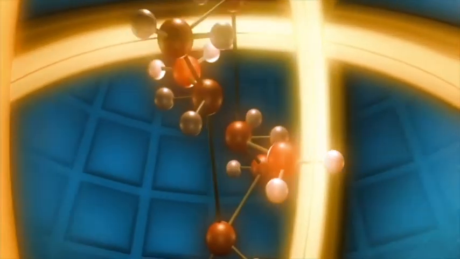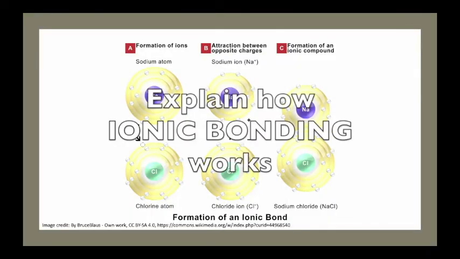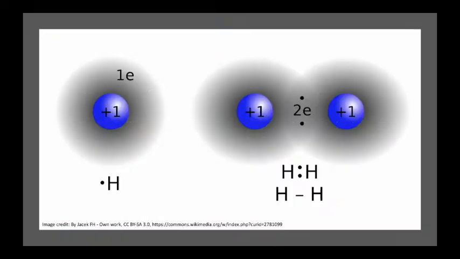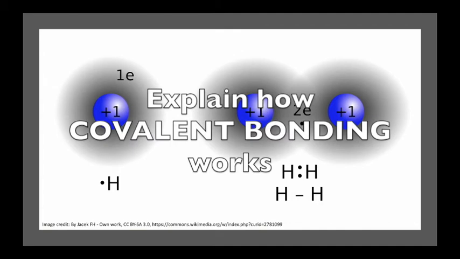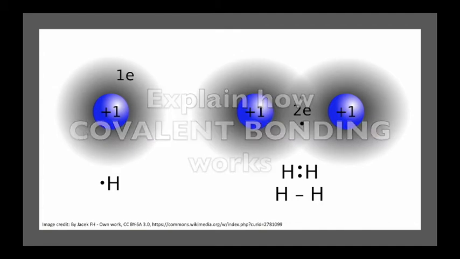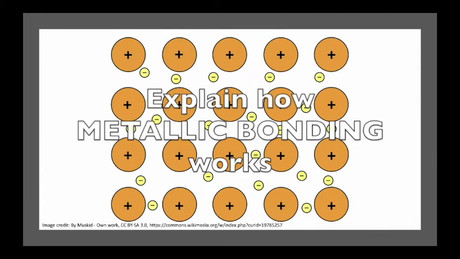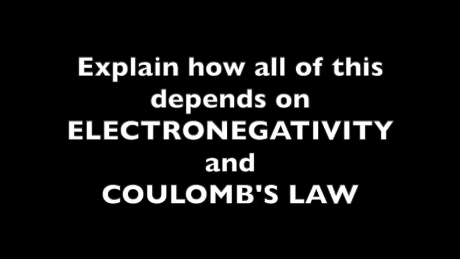By the end of this video, you should be able to explain how ionic bonding works, explain how covalent bonding works and the different types of covalent bonds, explain how metallic bonding works, explain how all of this is related to electronegativity and Coulomb's law, and predict the kind of bond that will form between two elements based on their position in the periodic table.